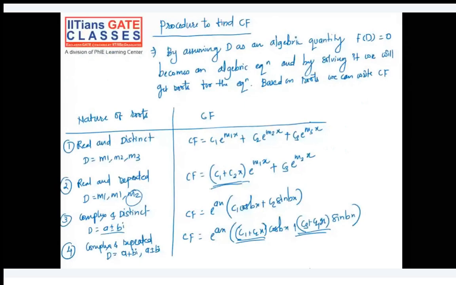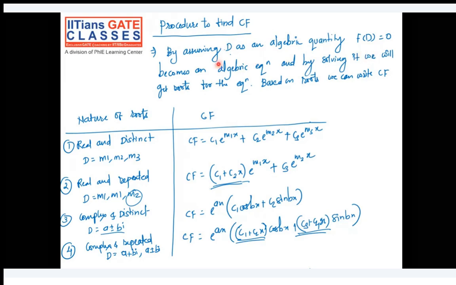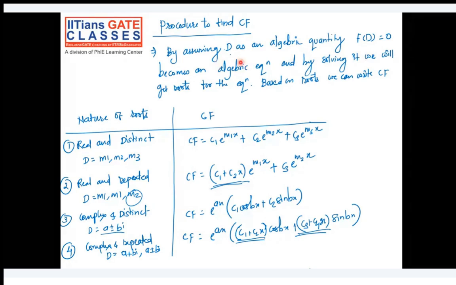So CF is a very basic thing. You should know how to calculate the CF. CF is calculated by assuming D as an algebraic quantity. So f of D equal to 0 will look like an algebraic equation, because we are assuming D as an algebraic quantity like x, y, right? And f of x equal to 0 will be our algebraic equation then. So if you are treating D as an algebraic quantity, then f of D equal to 0 will be an algebraic equation. And by solving this algebraic equation, we'll get the roots of that equation.